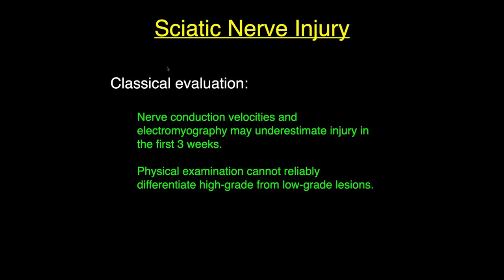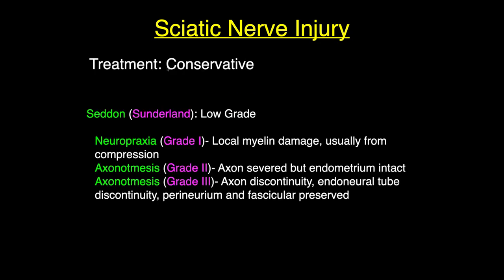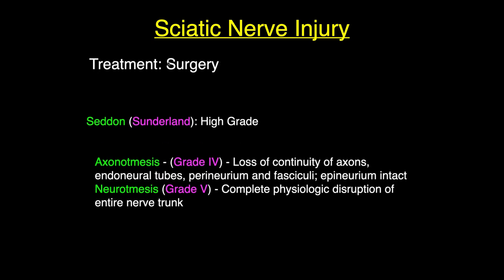So the way you classically evaluate these is by looking at nerve conduction velocities and electromyography. But in the first 3 weeks, both of these really underestimate the degree of injury. Also, physical examination cannot reliably differentiate high grades from low grade lesions. So typically, Sunderland grades 1 through 3 are treated conservatively, and you typically get a very good return of function in these lower grades, so grades 1, 2, 3.